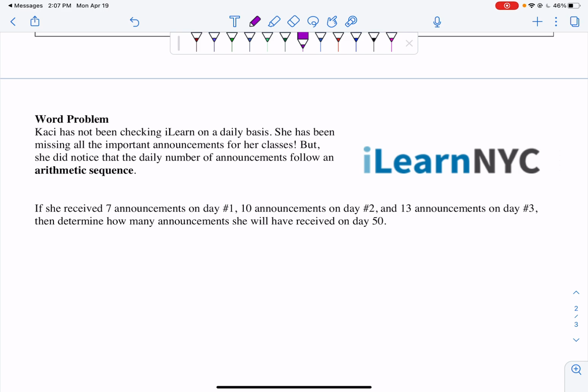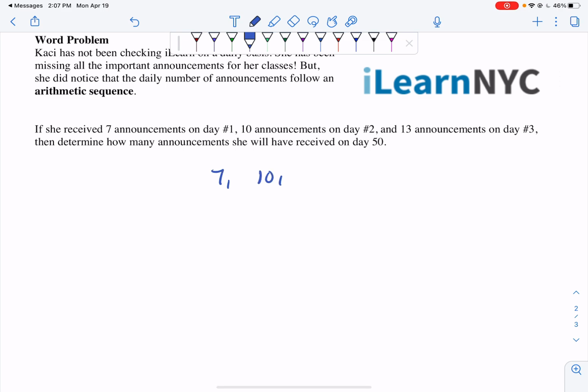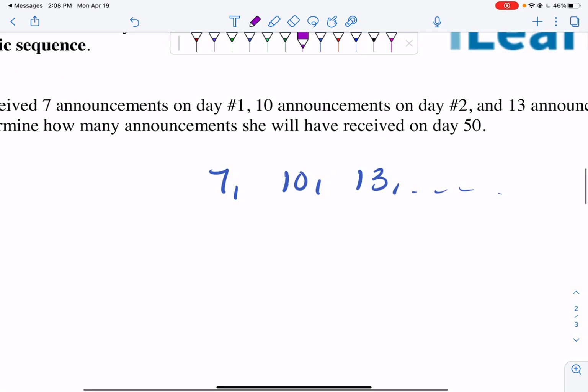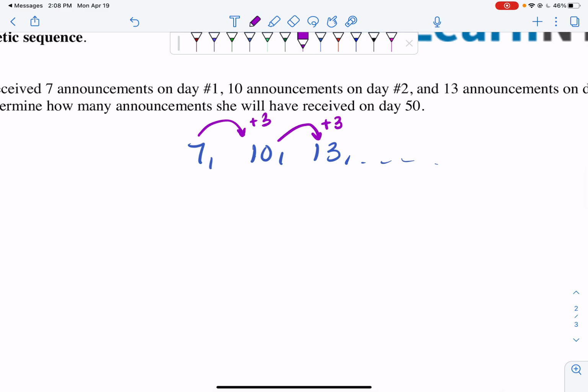So what we need to do is, first, figure out what our common difference is, and then write our explicit rule, and then we're going to plug in 50 for n. So I'm actually going to list out our terms. So we have a 7, a 10, a 13, and then it goes on forever. When I go from 7 to 10, I go up by 3. 10 to 13, I also go up by 3. So I know that my sequence rule is arithmetic. Even though it said it was arithmetic, we had to just make sure.